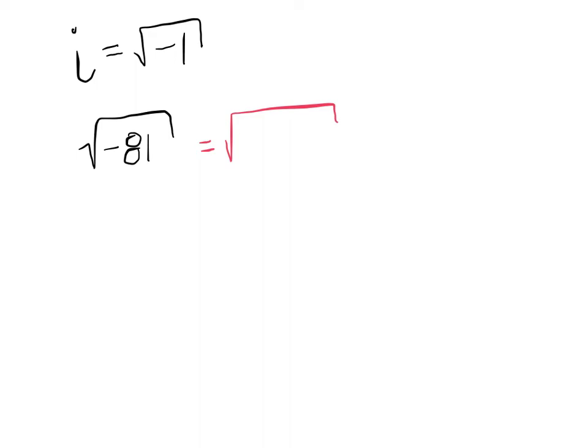So, the square root of -81 is the square root of -1 times 81. Well, we can split our square root apart, so we'd say this is the square root of -1 times the square root of 81.